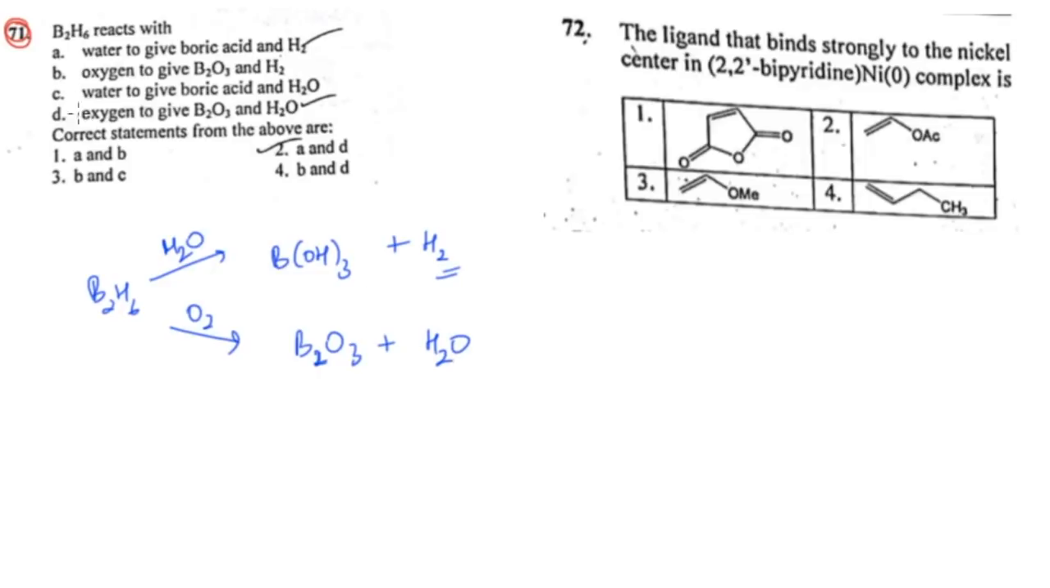So which is the correct option? If you check it, it will react with water to give boric acid and H2. That is correct. If it reacts with oxygen to give you B2O3 and H2O, that is also correct. So options A and D both are correct.